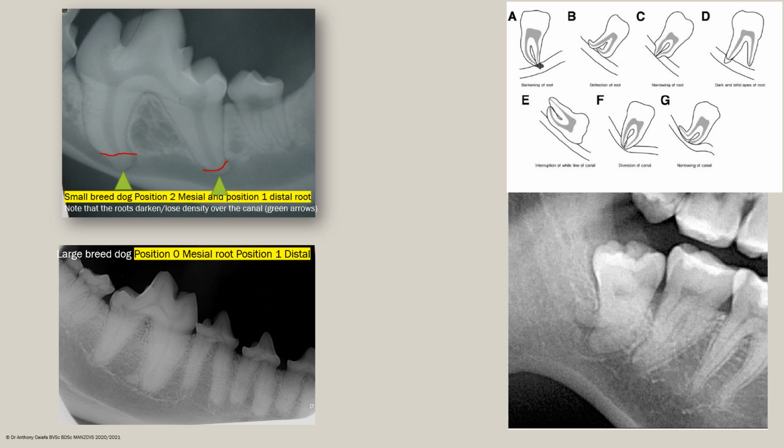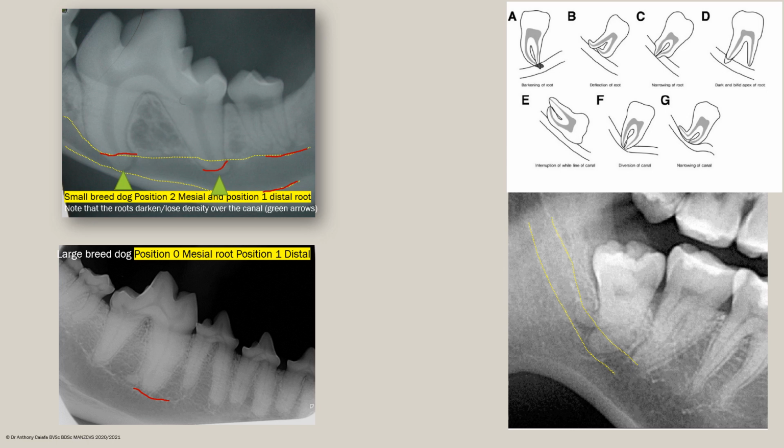So you can see with those green arrowheads there. And the blue and the yellow dotted lines are the mandibular canals. This is the dorsal part of the canal, and this is a ventral part of the canal. In the lower left, here we have a normal position 0 for the mesial root. So you can see this is the dorsal component of the mandibular canal.